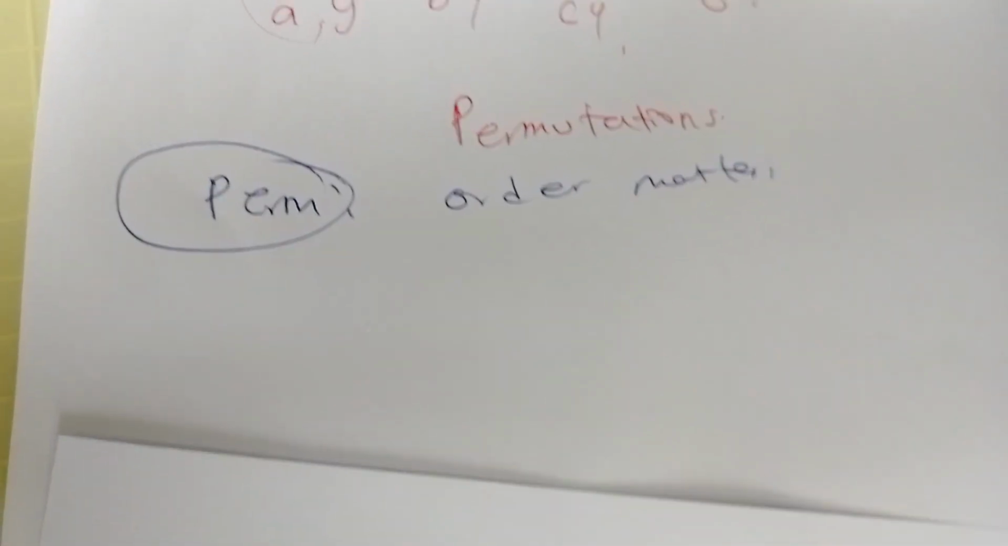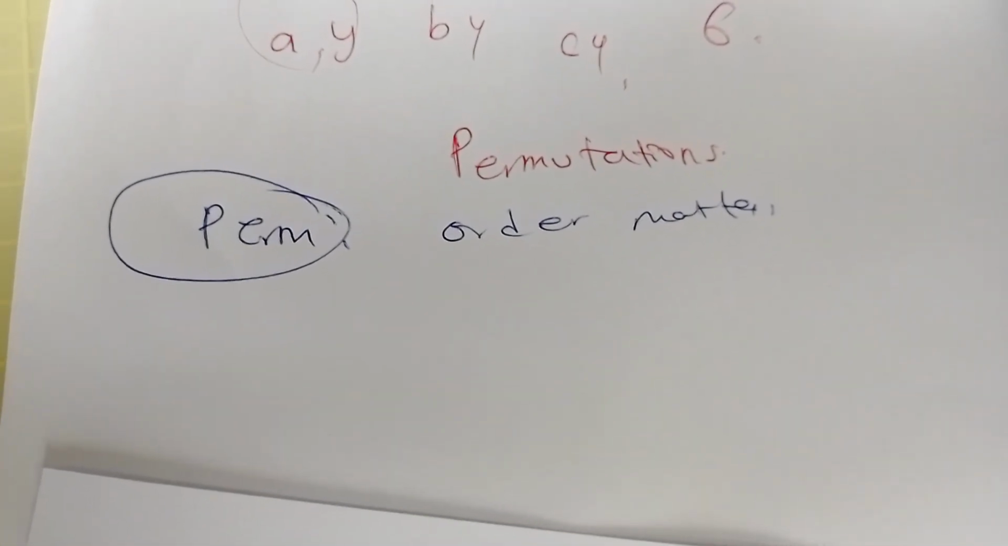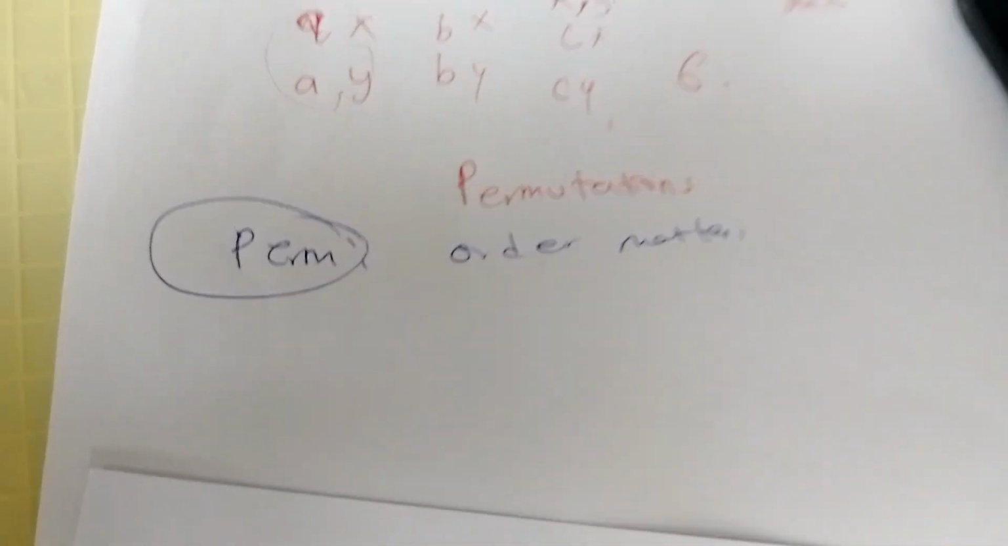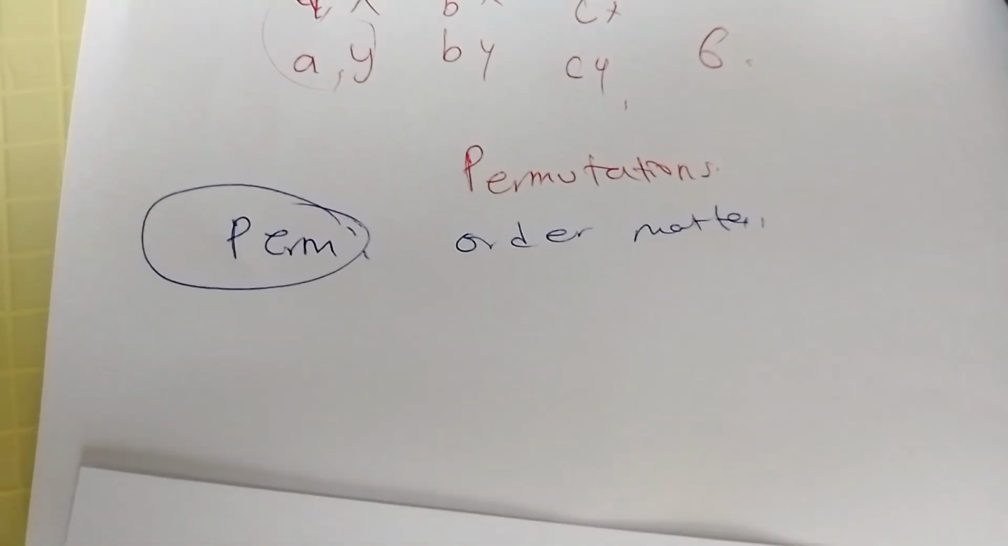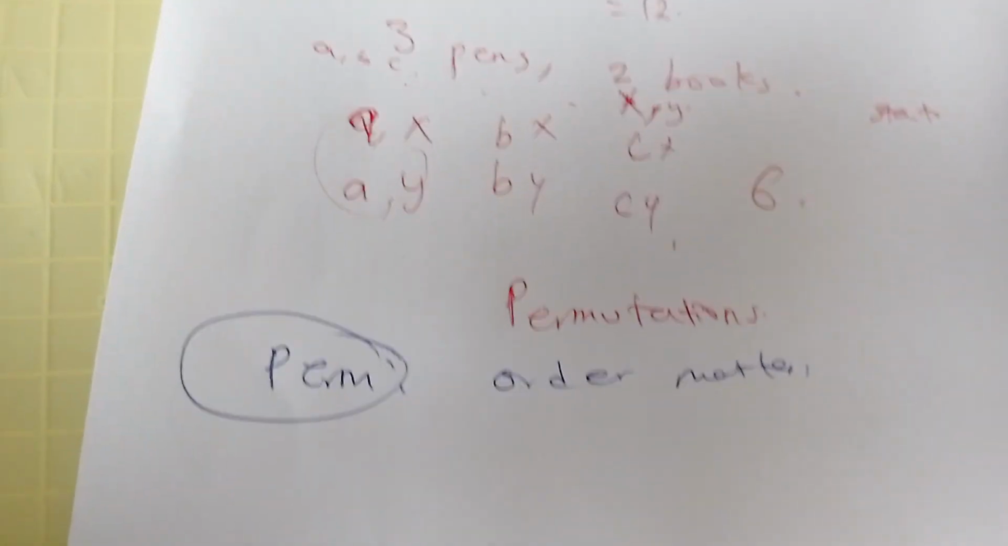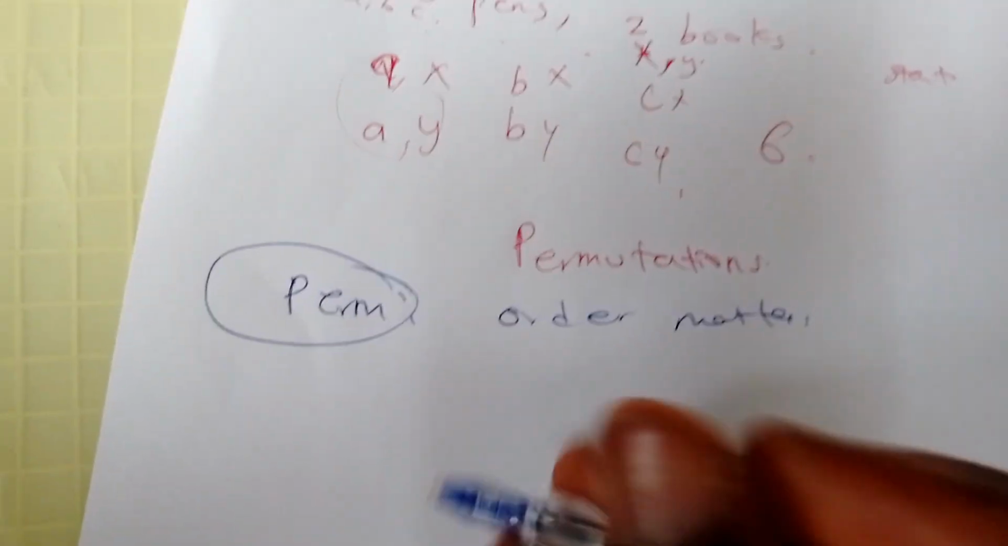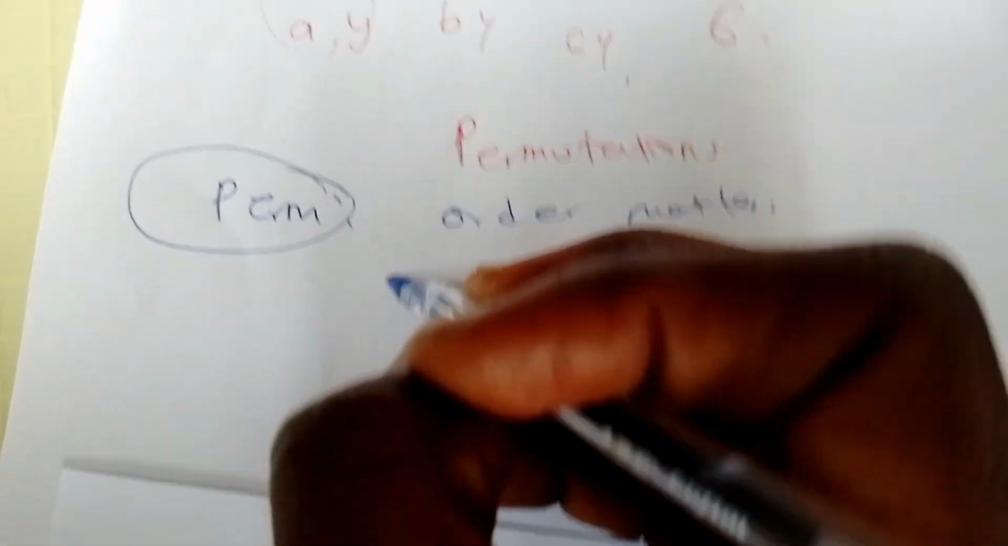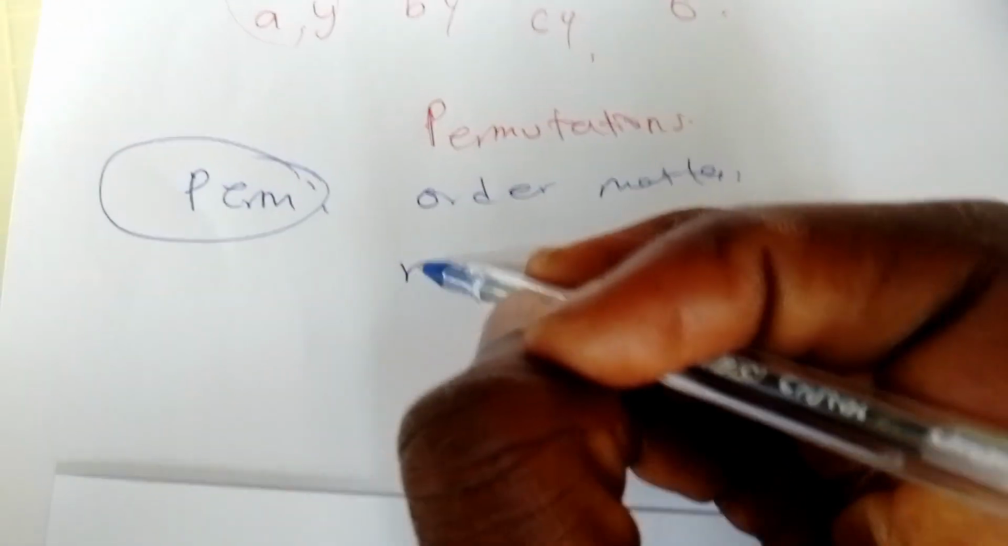Let's just get to the general formula for permutation. But before that, there are two kinds of permutations you should know. There are permutations where repetition is not allowed.